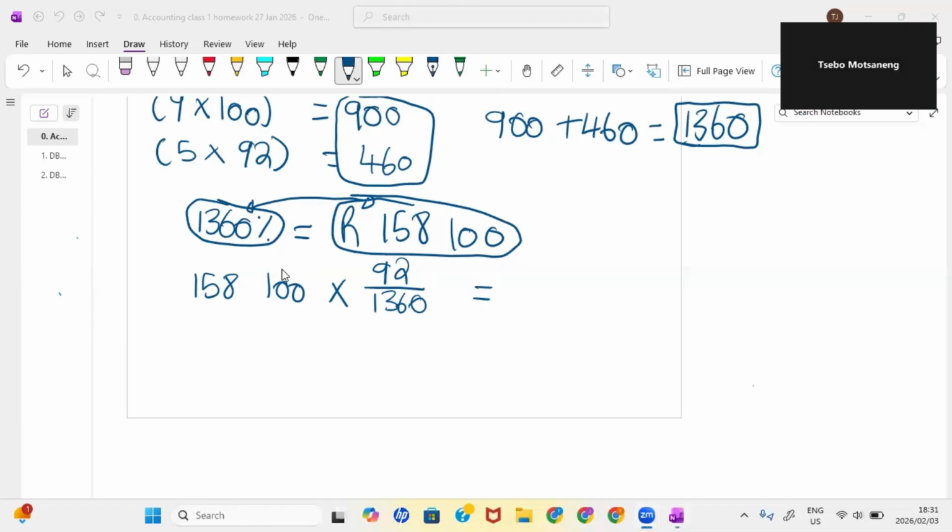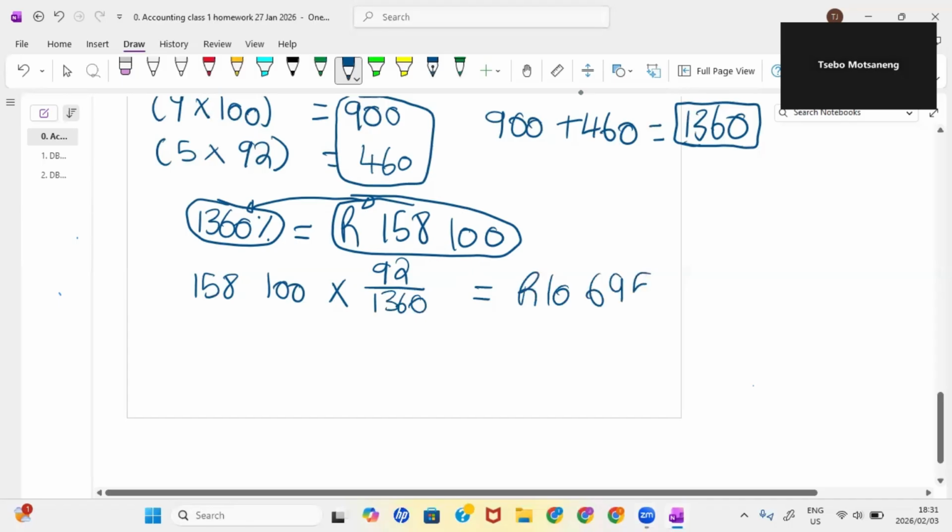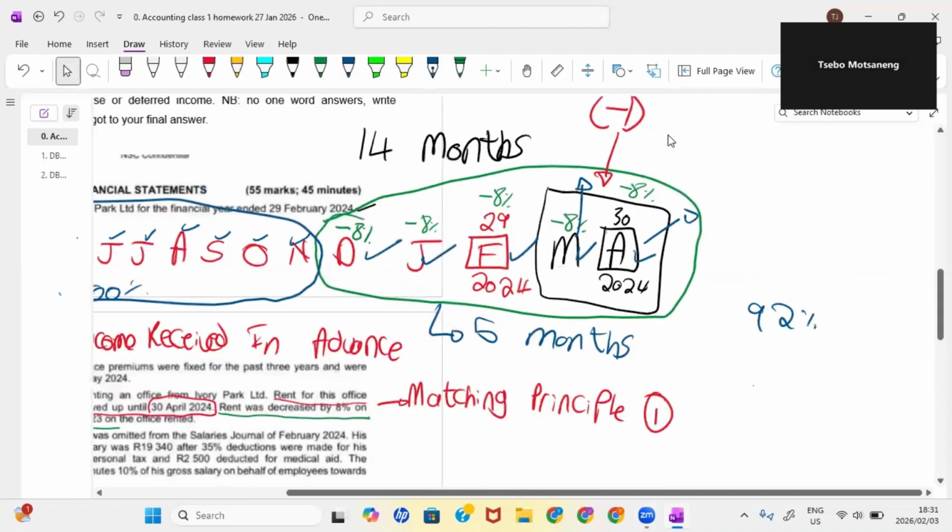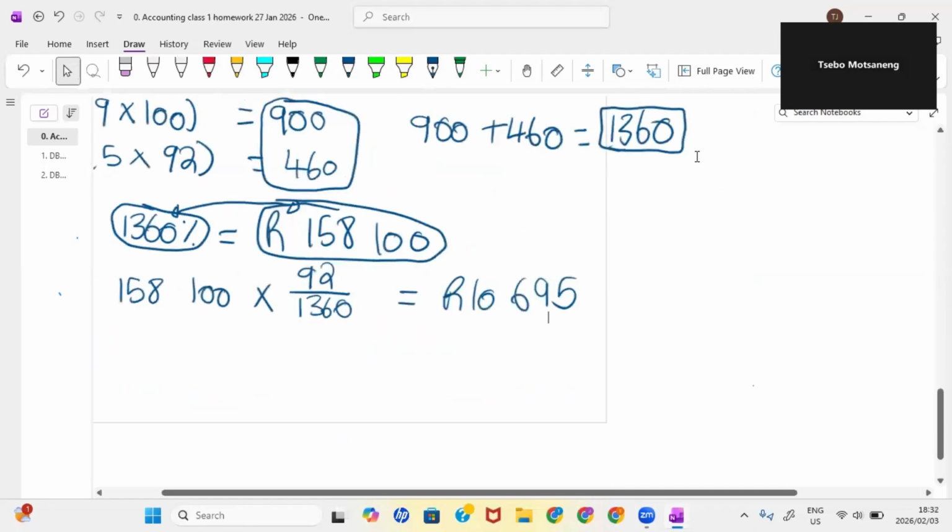158,100 multiplied by 92 over 1360. What does it give you? I see 10,695. Can someone else confirm? Okay, thank you guys. I see 10,695. So now we know that after the decrease happened, each and every month we were actually receiving a rent income of 10,695, as our calculation is showing, right?